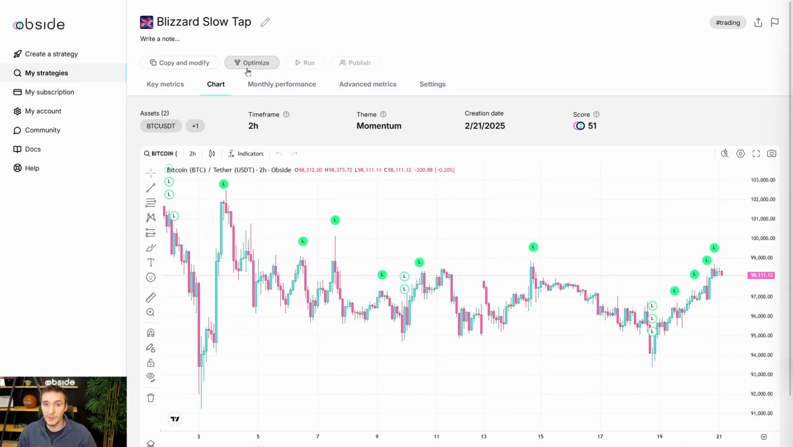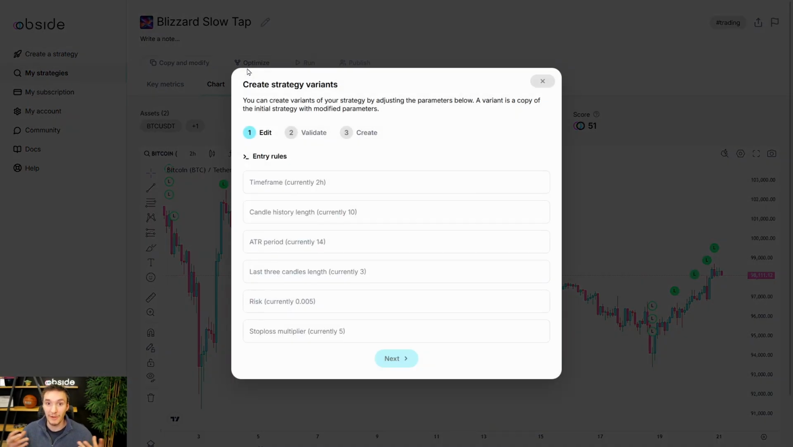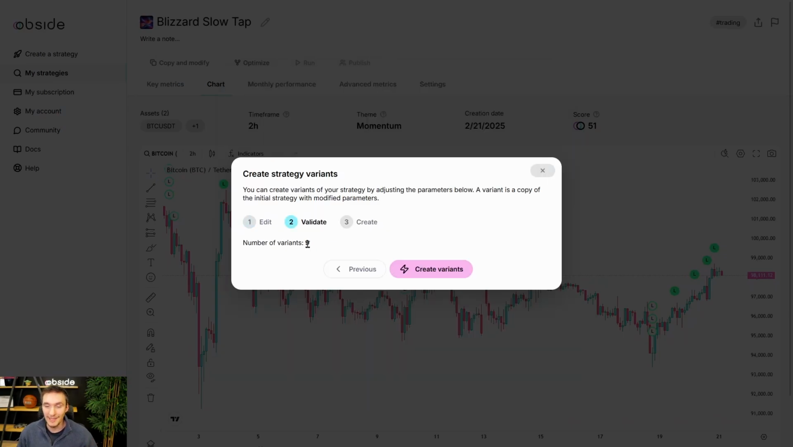With the optimize button here at the top, I can create some variations of my strategy. This will be very helpful if I just want to play around with the parameters while keeping the same core logic. I would just need to type in the new values that I want to check. For example, for the ATR, I used a 5 ATR length, but I could say that I want to test from 2 to 10. And then Obside would create several variations of my strategy. In this case, 9, and about 30 seconds later, that's it. I would have access to all the results.